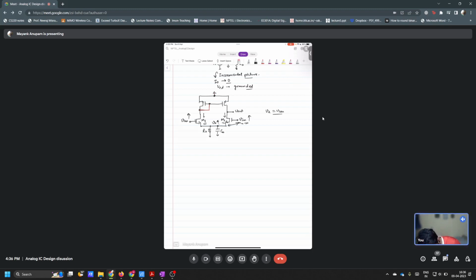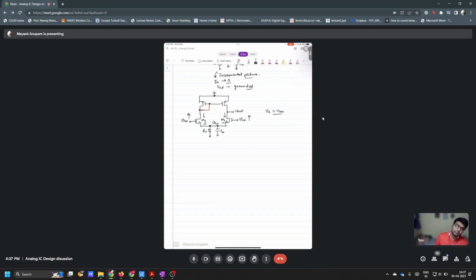Because when Vx is equal to VCM, that means if VCM is increasing, Vx is also increasing, and Vx is the voltage across a resistor. So if Vx is changing, the current through the resistor will change, right? Yes, sir. So definitely some current is going to flow here, but according to your argument, no current can flow through M2 or M1. That is simply a contradiction, right? So definitely Vx will not be equal to VCM.